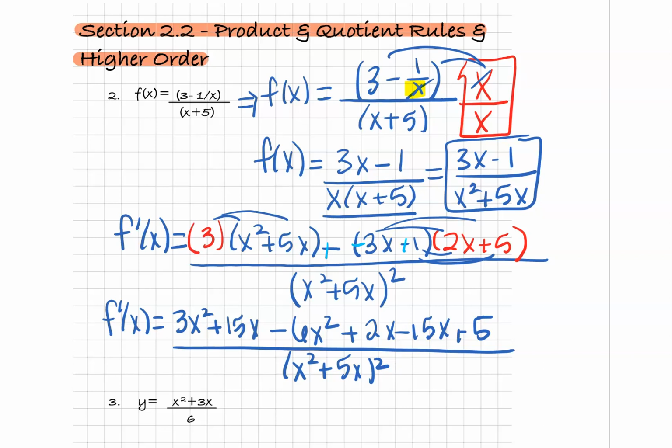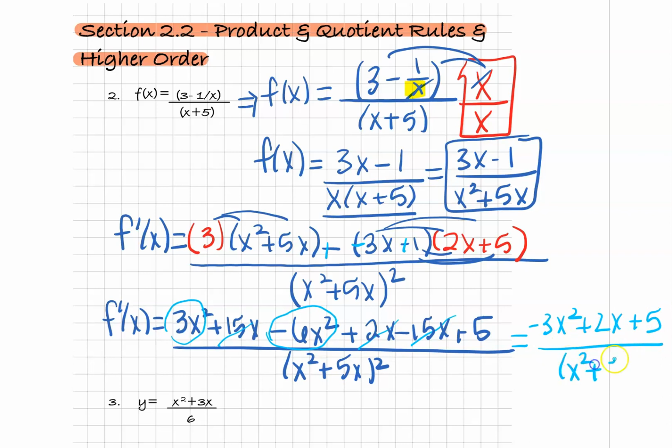I'm going to combine those like terms together. So let's see, we have a 3x squared and a negative 6x squared. So it gives me negative 3x squared. We have a 15x and a 15x, so those will cancel each other. And I'll just be left with this 2x, so plus 2x. And then plus 5 all over x squared plus 5x squared. And then that would be your derivative.